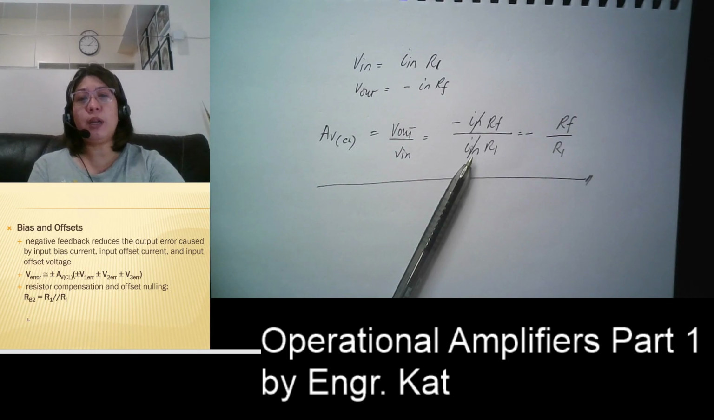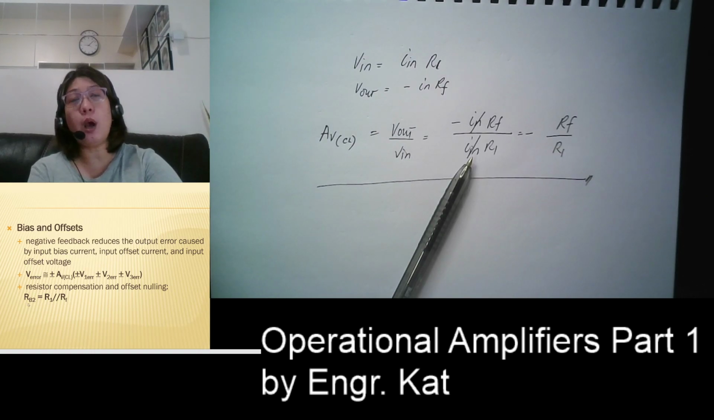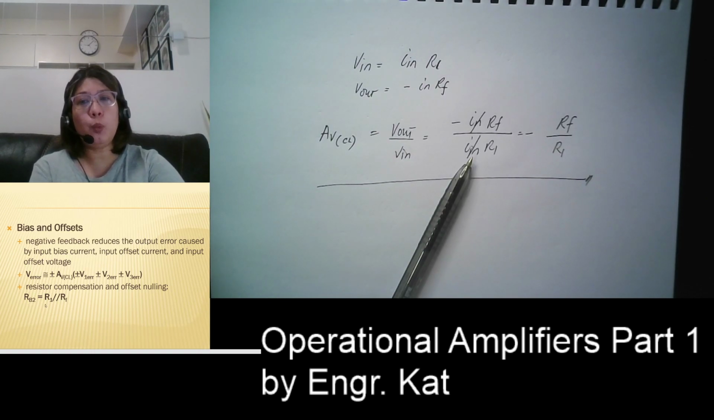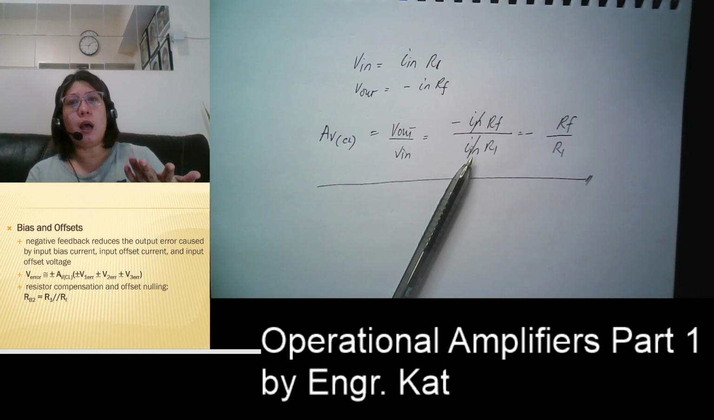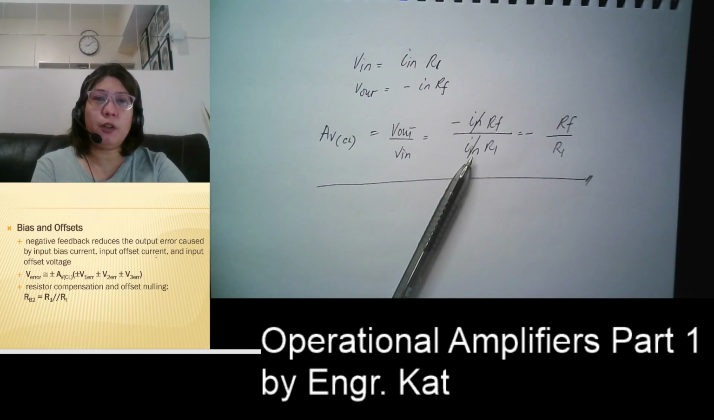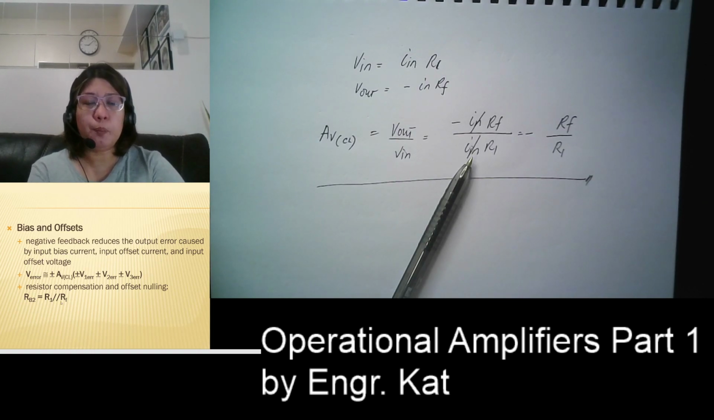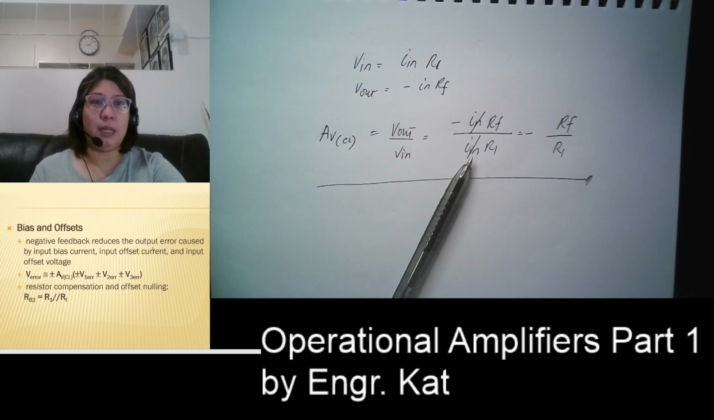Okay, so we have a resistor compensation and offset nulling. Usually, our RB2 in our formula will be equivalent to R1 parallel RF. To nullify or to help offset these bias and offset currents and voltages, we usually place an RB1. So instead of grounding your second input, we place an RB1, which is always equivalent to your RB2. Later we will be discussing that.